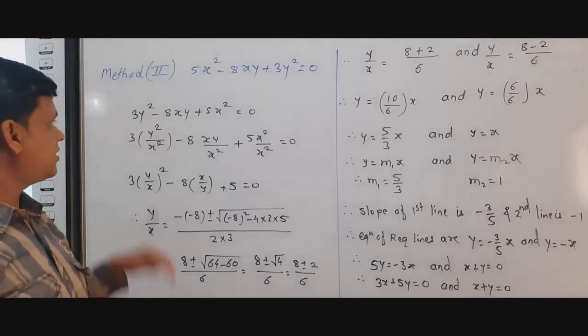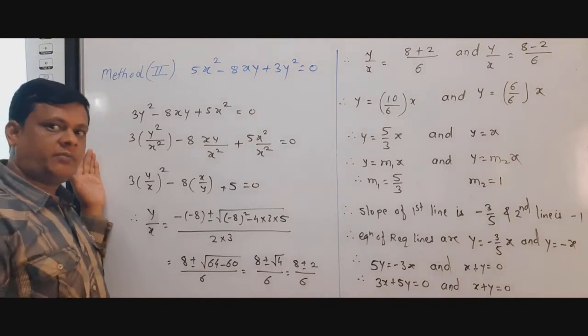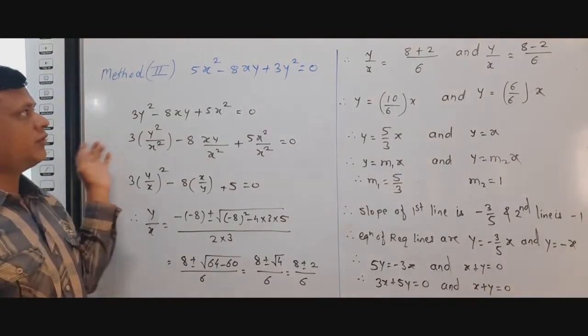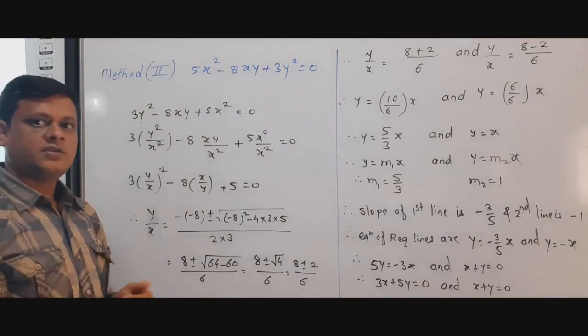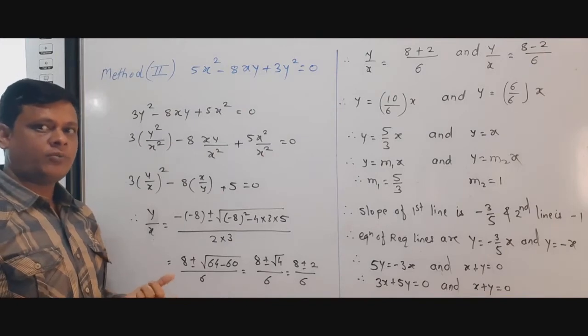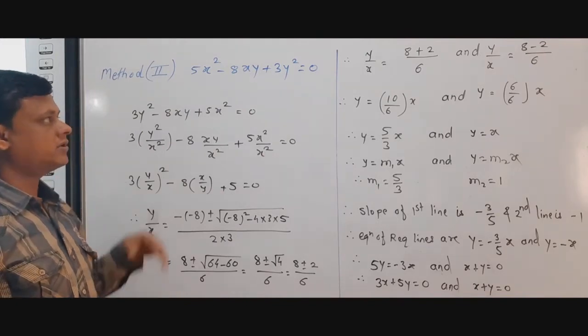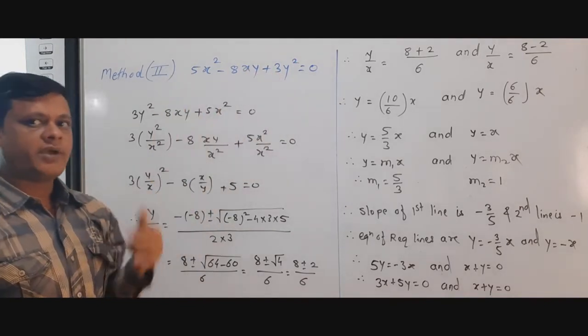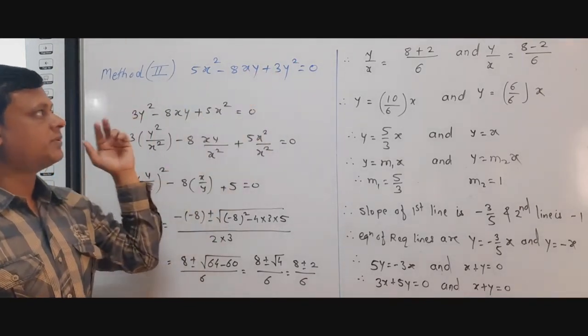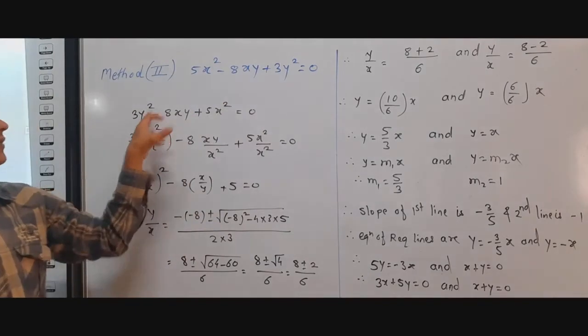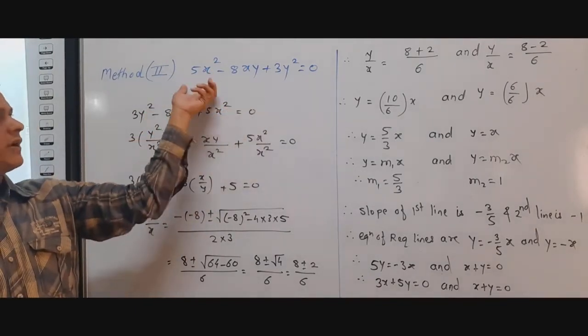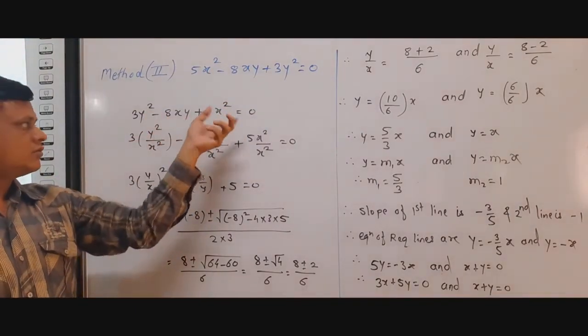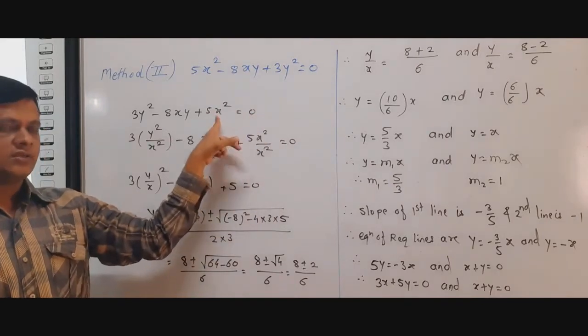Now we solve this example by the second method. For that we have to reduce that second degree equation to the form of a quadratic equation. So we divide each term of this equation by x square. We rearrange this first: we write 3y square minus 8xy and 5x square at the third position. So divide each term by x square.